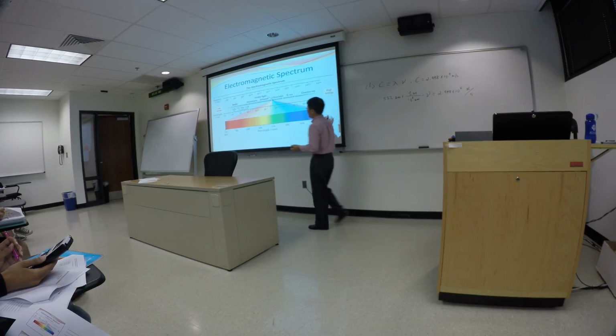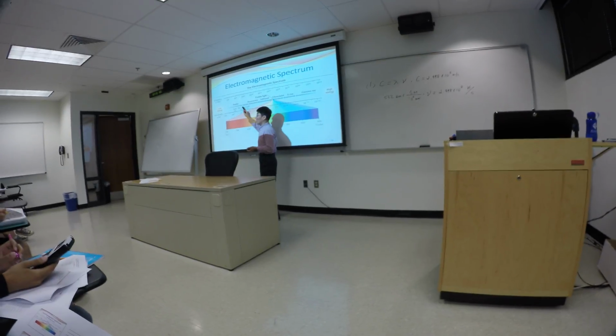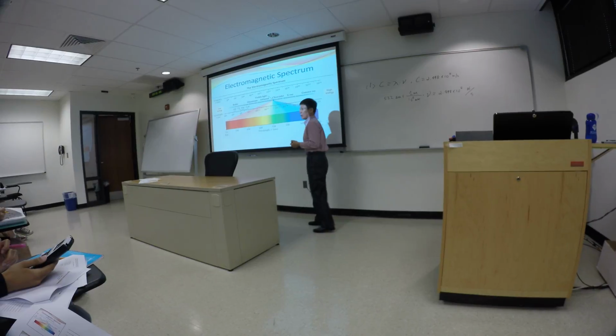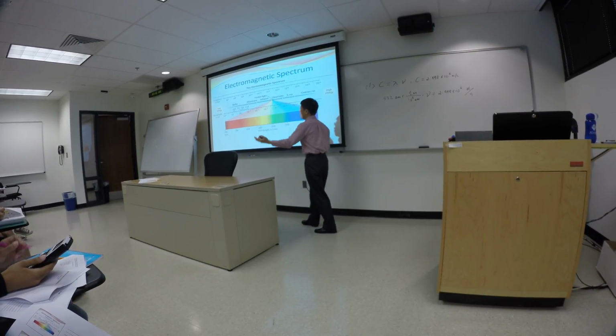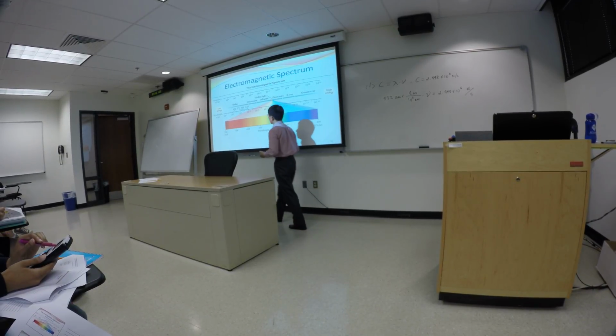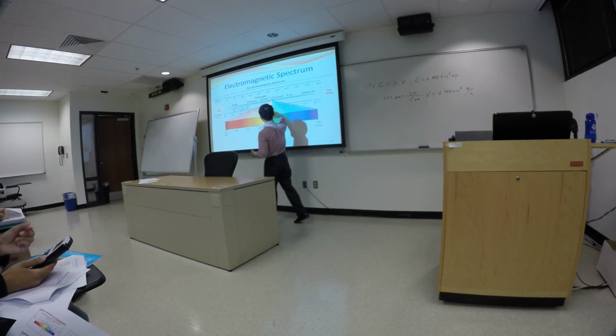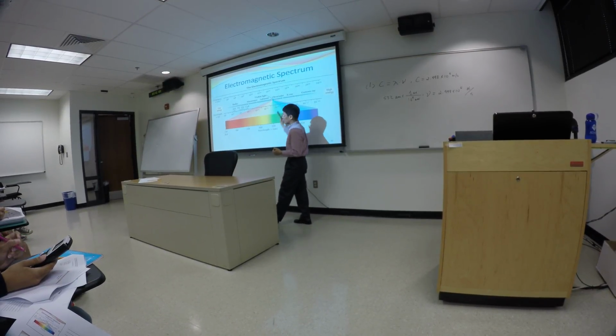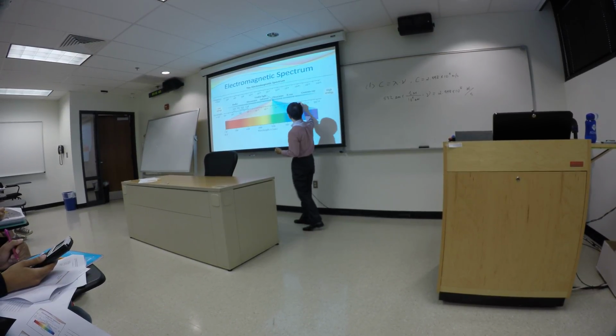Now, what I need you to pay attention to is the sequence of the entire electromagnetic spectrum. Going from long wavelength to short wavelength, you have radio, microwave, infrared, visible, and then ultraviolet, X-ray, gamma. Those are the regions.